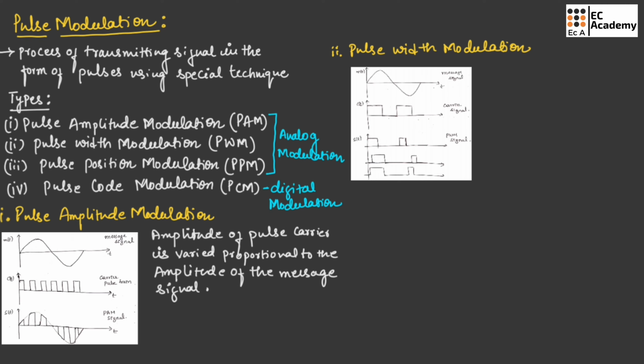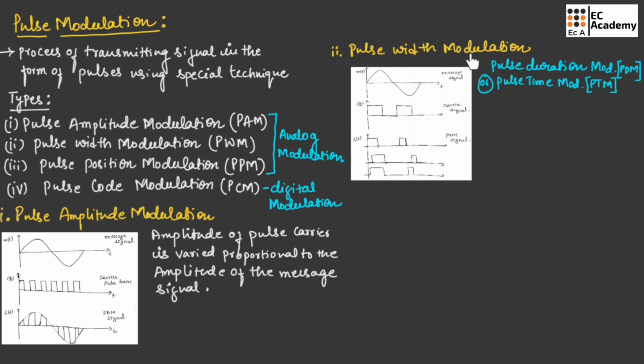Pulse width modulation is also known as pulse duration modulation, which is generally known as PDM, or it is also known as pulse time modulation, which is known as PTM.